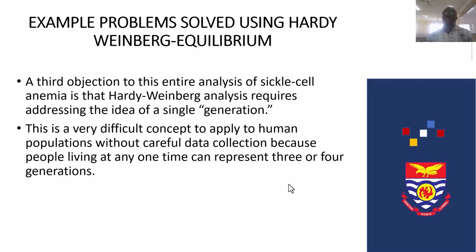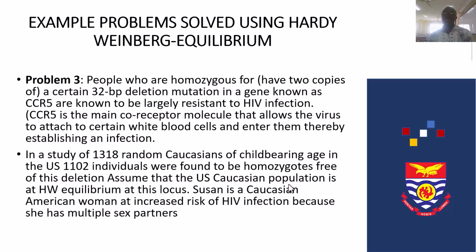A third objection to this entire analysis of sickle cell anemia is that Hardy-Weinberg analysis requires addressing the idea of a single generation. This is a very difficult concept to apply to human populations without careful data collection, because people living at any one time can represent 3 or 4 generations.